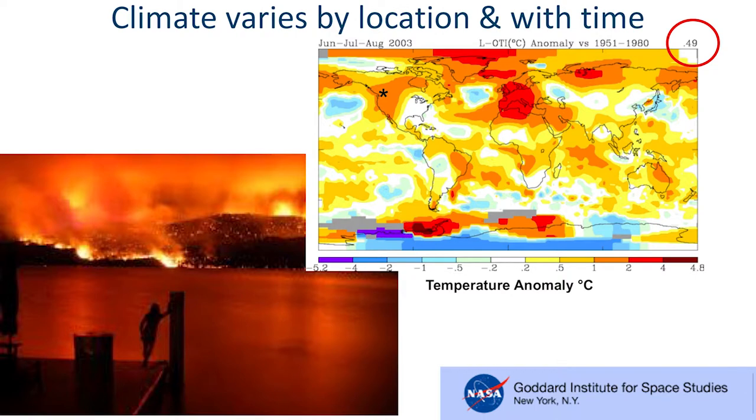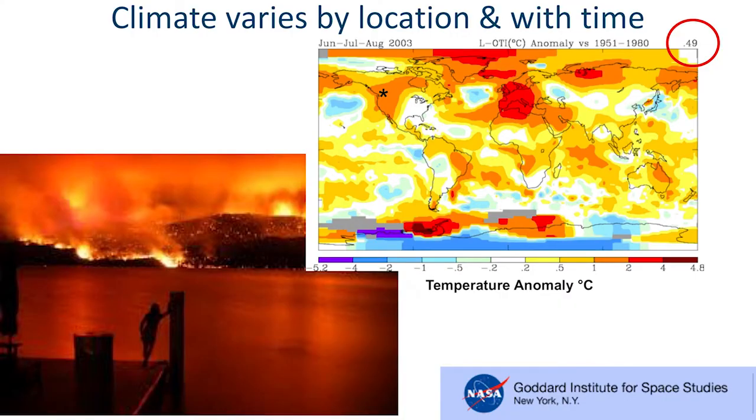But what was happening in BC in that year was the Kelowna wildfires. Now, there's not a direct relationship between a warmer than normal year or summer and wildfires, but there is a relationship. We've had a couple of warmer than normal years the last few years with record-breaking wildfires again. And if you look up in the corner there, circled in red, 0.49 degrees, that's globally how much warmer this whole summer was than the 51 to 80 average.